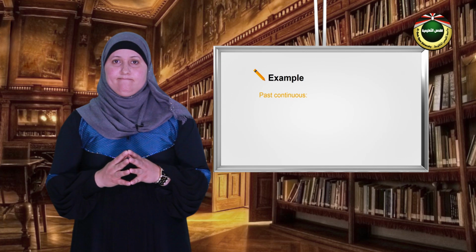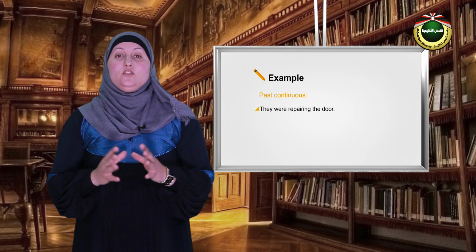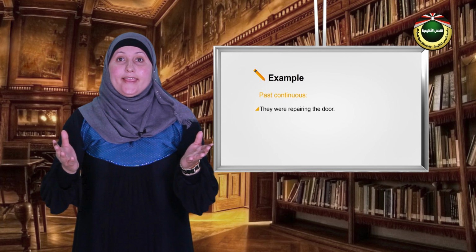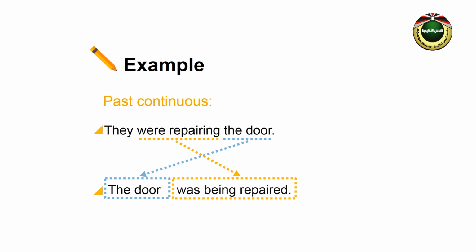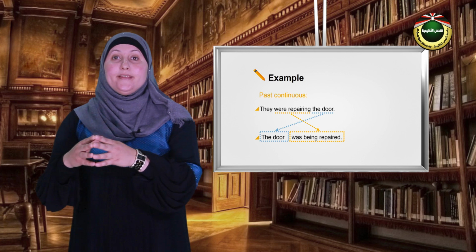Past continuous. They were repairing the door. This is an active sentence. To change it into a passive sentence, you have to drop the subject they. Then put the object, the door, at the beginning. Add the helping verbs was, being, because the door is singular and the verb is past continuous. And finally, put the main verb, repair, in its past participle form, which is repaired. The door was being repaired.